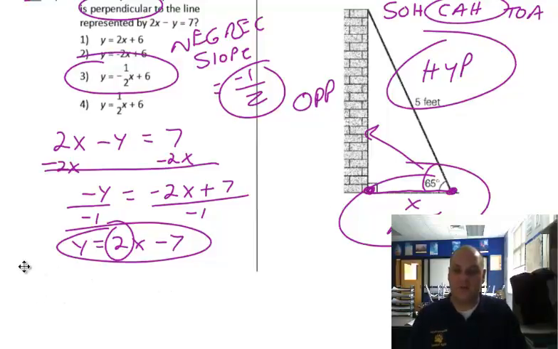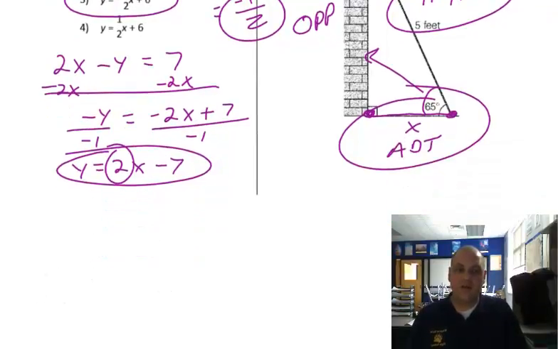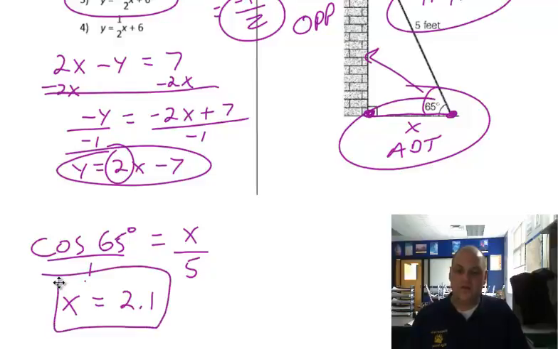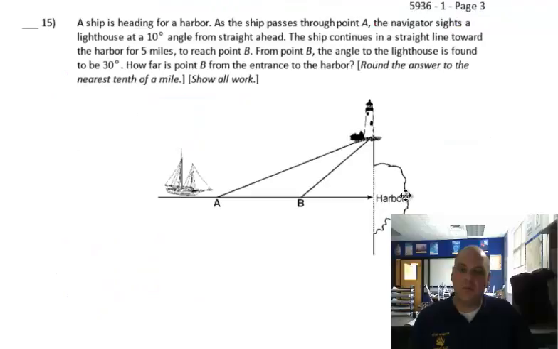I'm going to do it over here just so you can see it. So I'm doing cos 65. It always goes cosine of the angle equals x over, and then 5. And then you can cross multiply. 5 times the cosine of 65 is 2.1 to the nearest tenth, so 2.1 feet. All right, 2 more and then we'll be done.